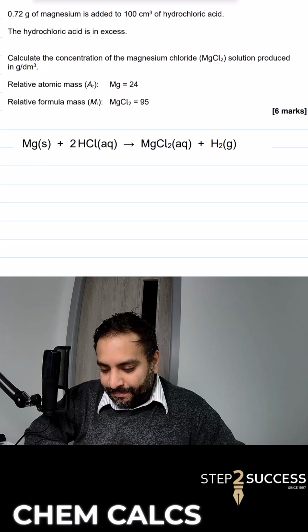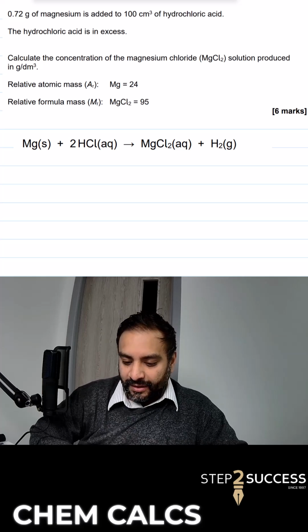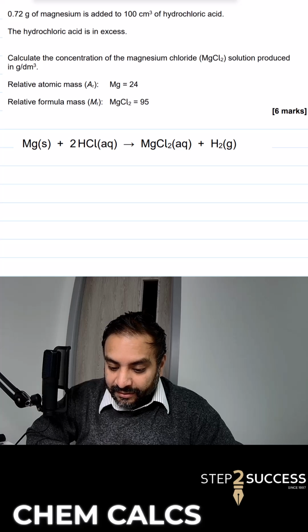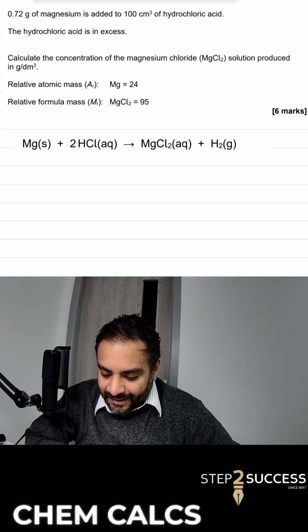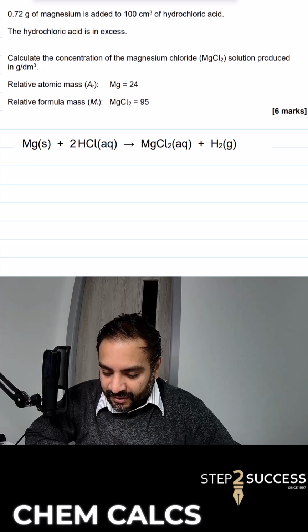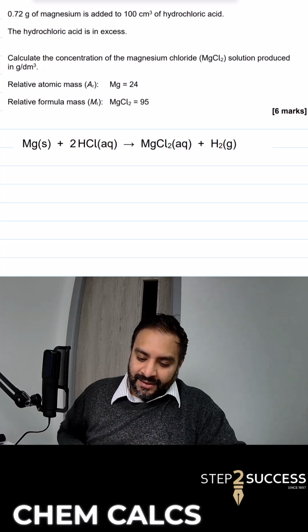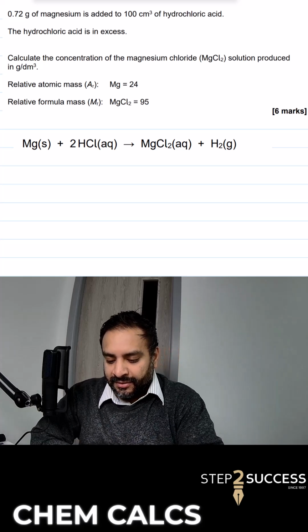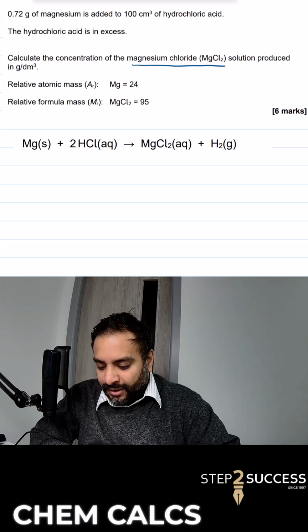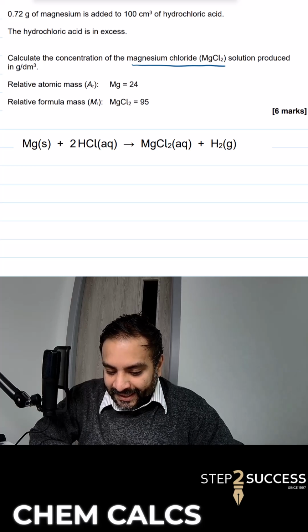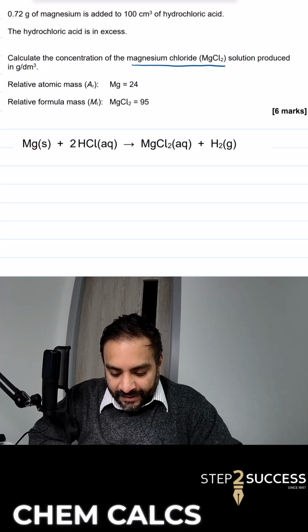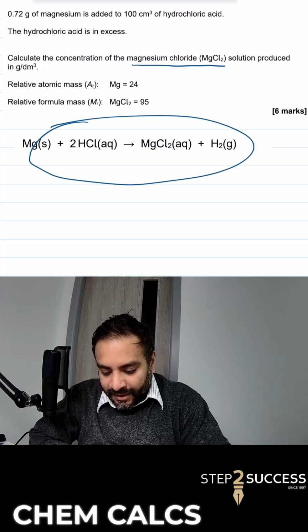6 marks, combined science, chemistry, also triple science, obviously. 0.72 grams of magnesium is added to 100 centimeters cubed of hydrochloric acid. The hydrochloric acid is in excess. Calculate the concentration of the magnesium chloride solution produced in grams per dm cubed. We've got some relative atomic masses and we have a balanced equation for this reaction.